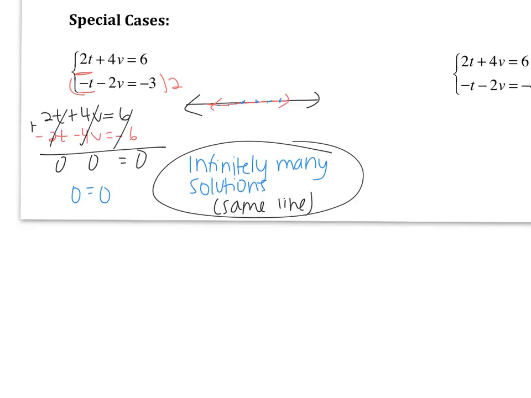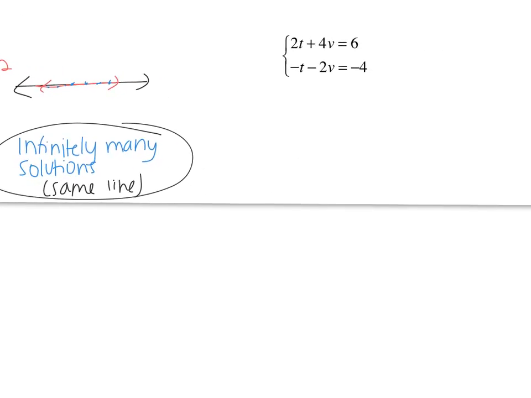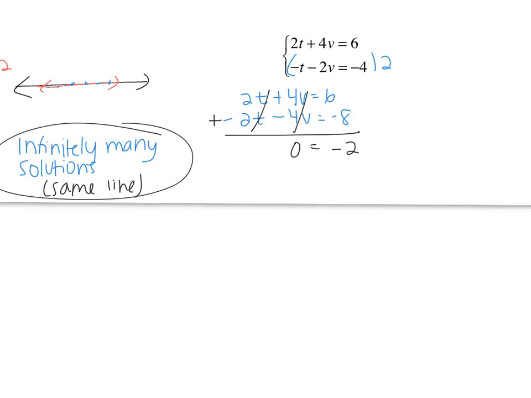Okay, another special case that you may see is this next one. So again, I notice I have positive 2t and negative t. So I'm going to multiply the bottom equation by 2. So my top equation stays the same. My bottom equation is negative 2t minus 4v equals negative 8. Now when I add, I notice the t's cancel, the v's cancel, so the left side is 0. The right side becomes negative 2. So I get 0 equals negative 2.